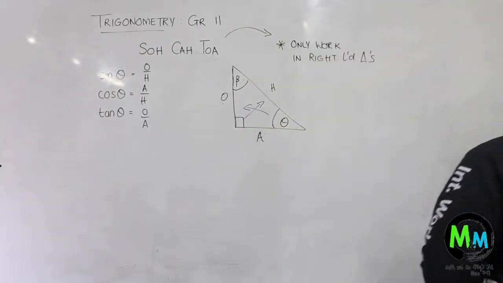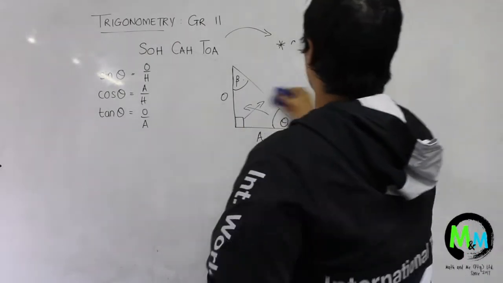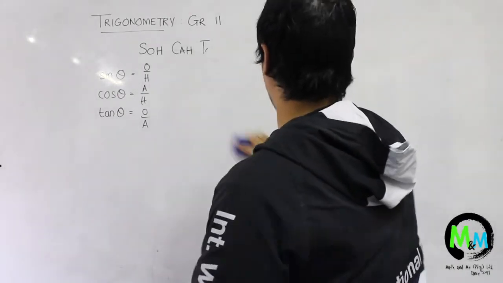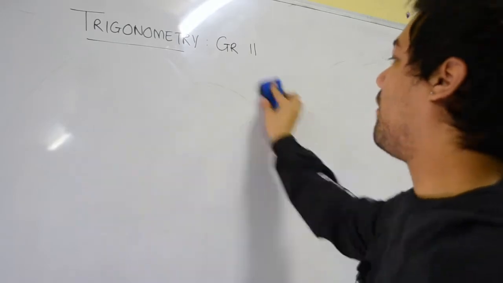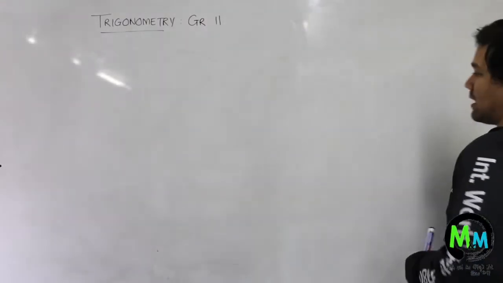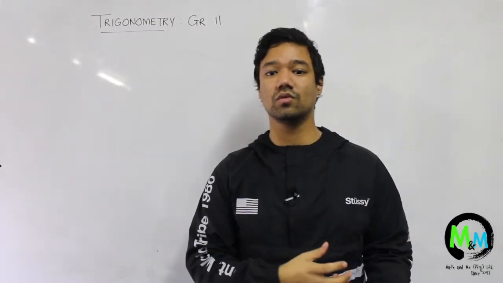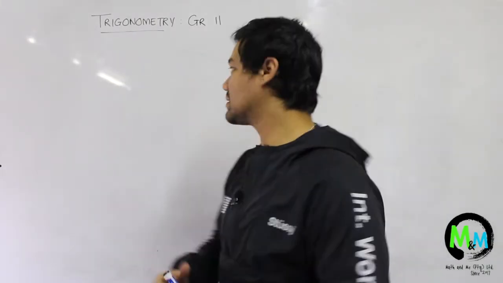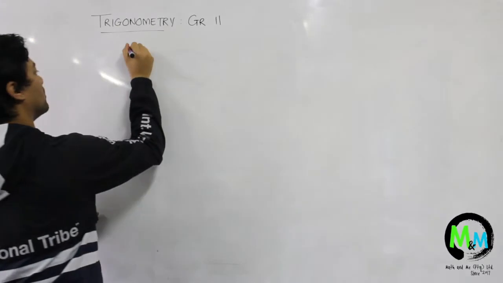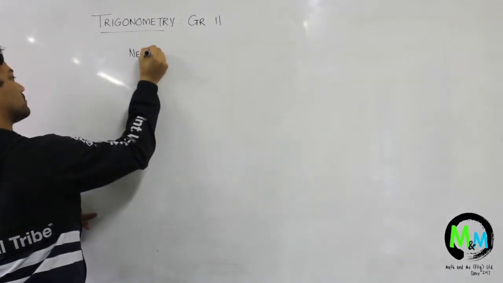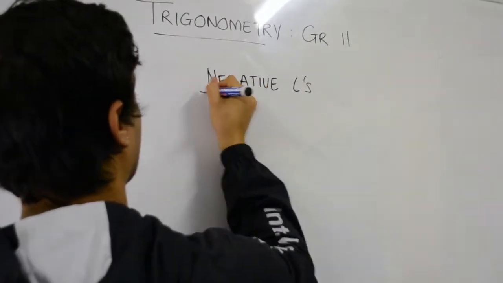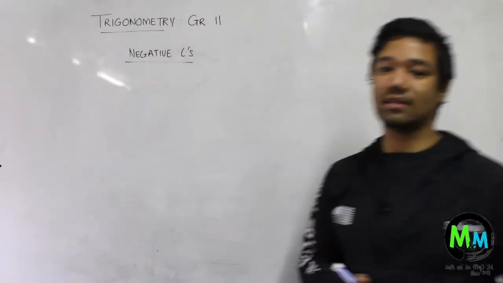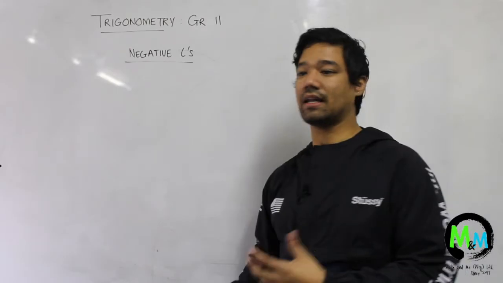Right, so getting into what we basically do in grade 11, we know that often we'll be asked to simplify trigonometric expressions. So we're going to need to know all the tools in order to do that properly. First thing we're going to look at is negative angles.